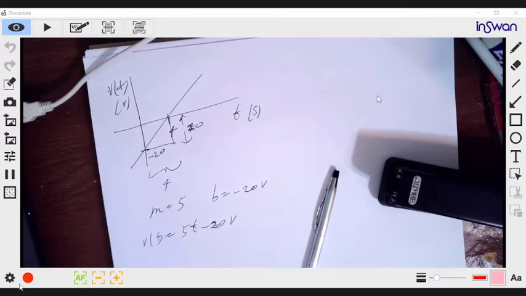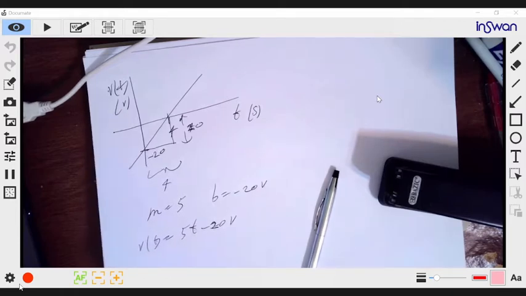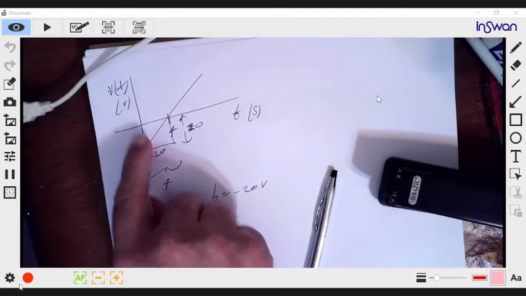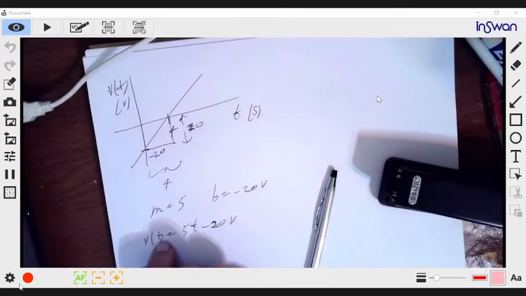Just look at the diagram. Isn't that a positive slope straight line? So for the rise, you're going from negative 20 to 0. That's a positive rise.